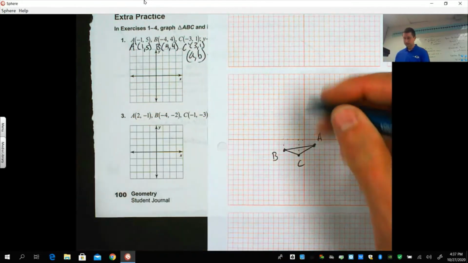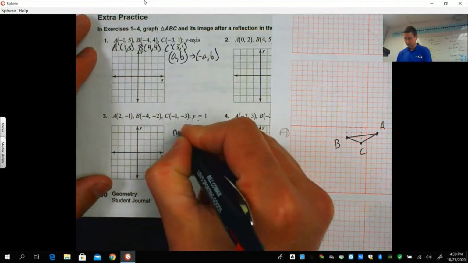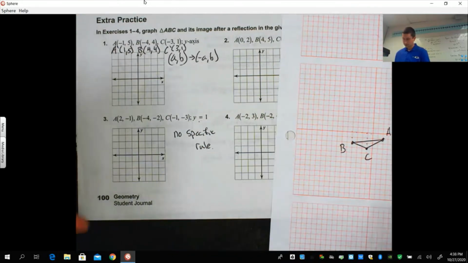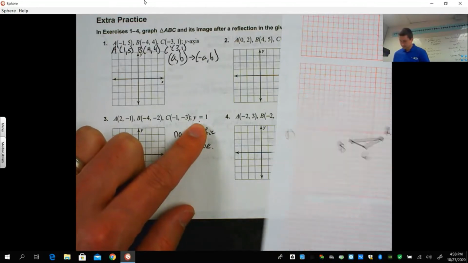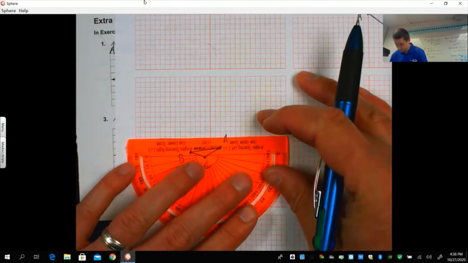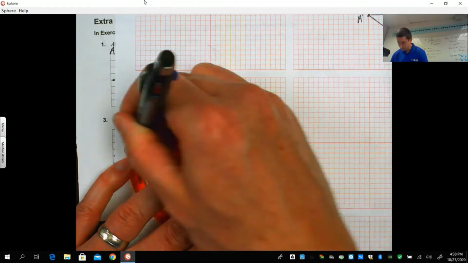And reflecting it over the line y equals 1. So this means we don't have a specific rule. We're just going to use the graph. So y equals 1 has a y-intercept of 1 and is a horizontal line. So y equals 1 right along here, all the way along here. This is our line of reflection, line of symmetry, whatever you want to think about it.